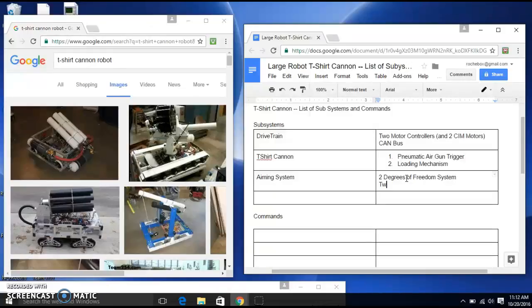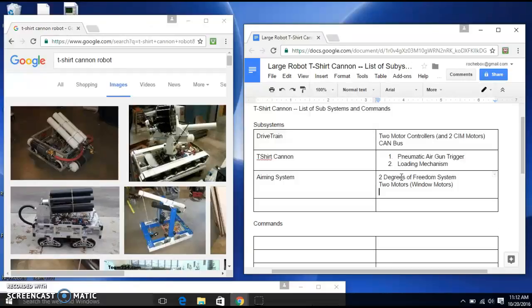So 2 motors. They're not sim motors. They're going to be some other kind of motor. There are these things called window motors, which we might use. But they'd also be controlled by CAN Talons. They can be controlled by the same thing that's running the drivetrain.